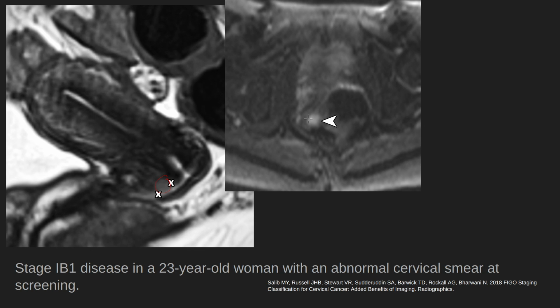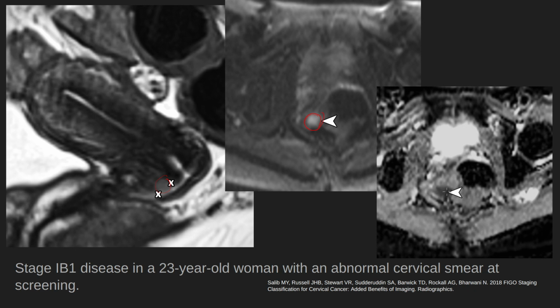So this is a DWI weighted image showing the tumor, which is DWI bright and has a corresponding ADC dark signal. So this is stage 1B1 tumor, less than 2 centimeters in size, localized to the cervical stroma alone.